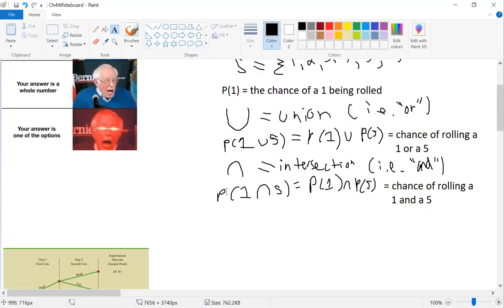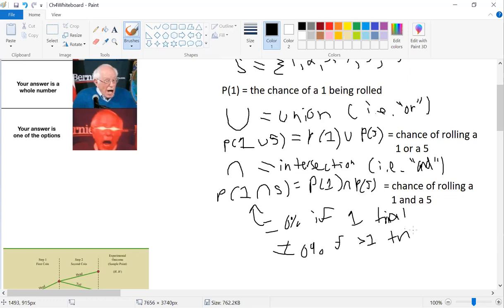So in this case, we can say that this is equal to 0% if one trial. That looks kind of goofy. There we go. I need to bring my mouse pad in here at some point. And this is not equal to 0% if more than one trial. Okay? So, I'll give you just a second if you want to write that down.